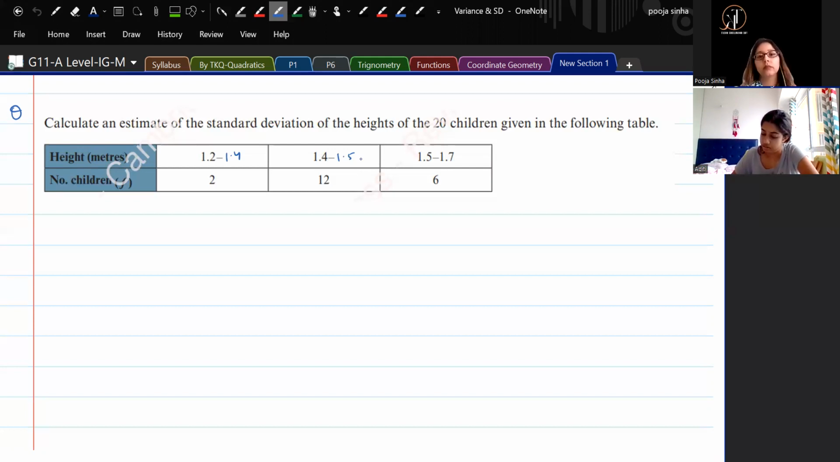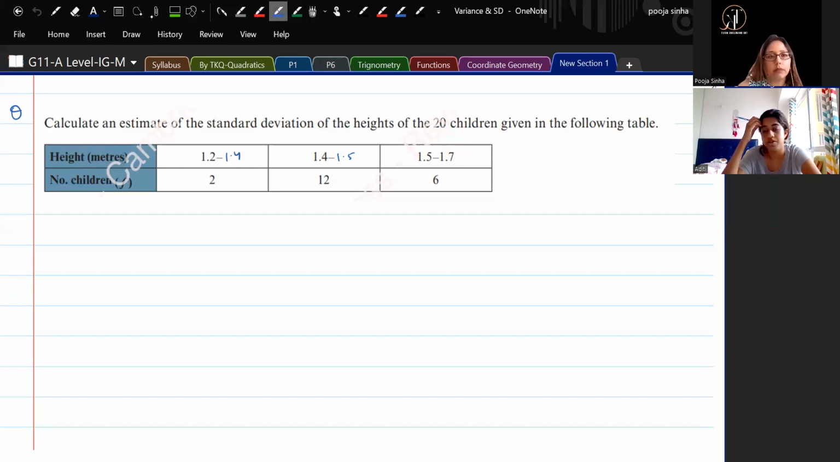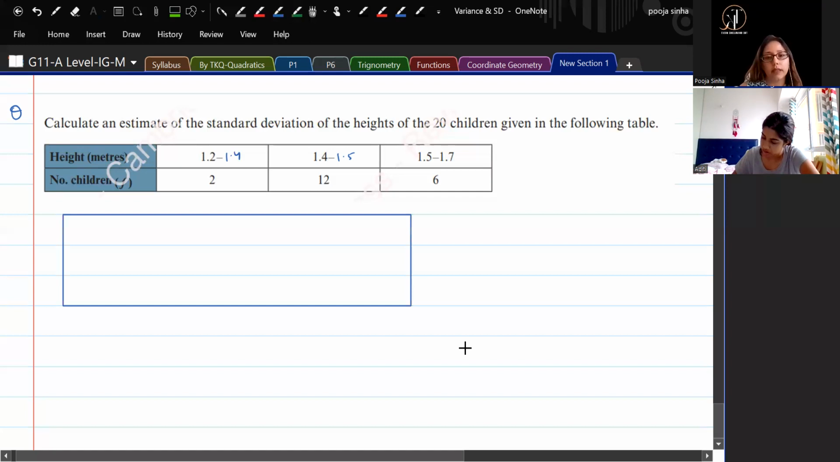अब इसमें हमें what are we supposed to find out? Standard deviation. Standard deviation निकालने के लिए सबसे पहले हमें क्या क्या चाहिए? So first we need mean. Frequency is given here. Yeah. So frequency. I'll just make it like a table because I find that a little easy for us.